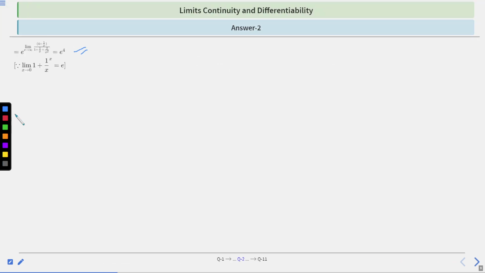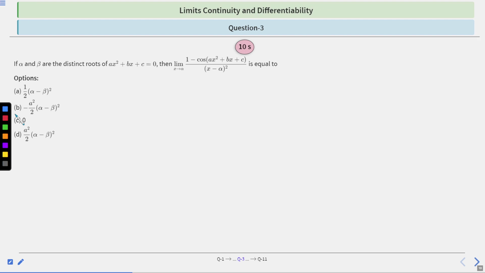Let's move to the next question, question number 3. It says if alpha and beta are distinct roots of ax square plus bx plus c equal to 0, then limit x tending to alpha (1 minus cos(ax square plus bx plus c)) upon (x minus alpha) square is equal to. You have 10 seconds to solve this question. After 10 seconds, we will discuss the solution.